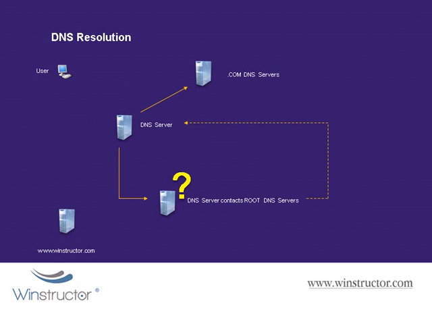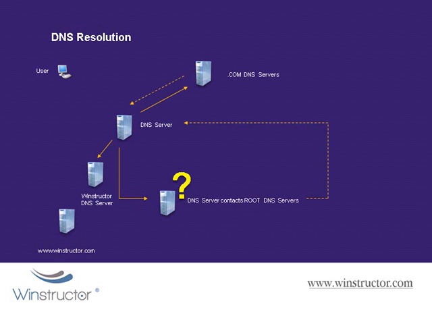Now these .com DNS servers don't know the IP address of the web server on the winstructor domain, but they do know who should know this information. That's the DNS server that's authoritative for winstructor.com. So they'll send back the IP address of the winstructor.com DNS server to our DNS server.